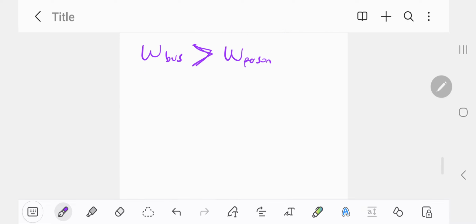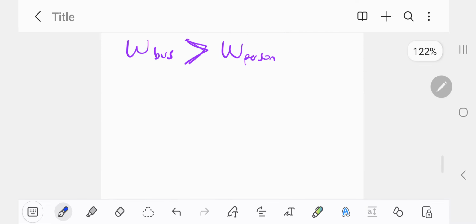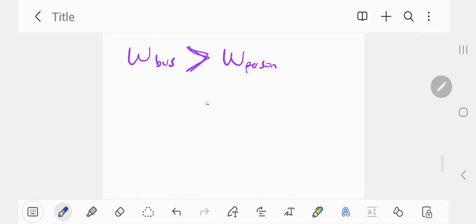Let's do another one. Let's suppose a bit more complicated. There's a guy on a bike. I'm not going to draw it. Let's say here's a bike.